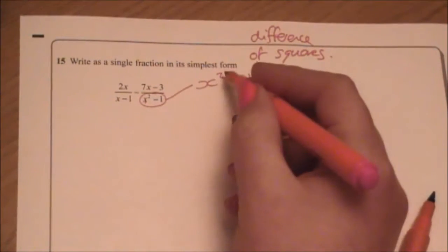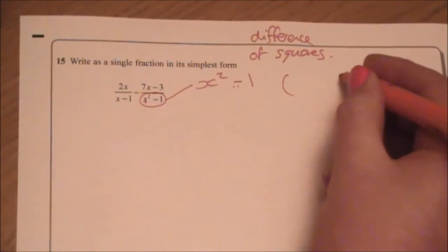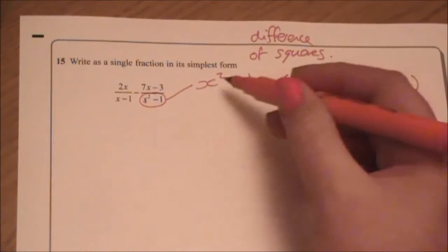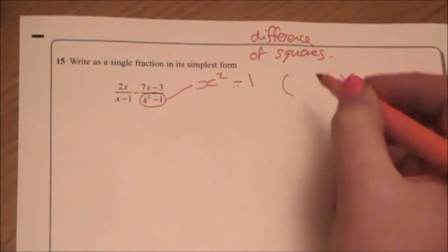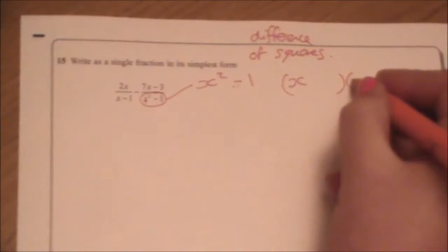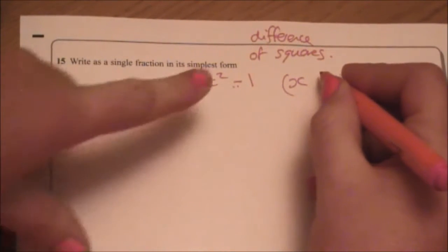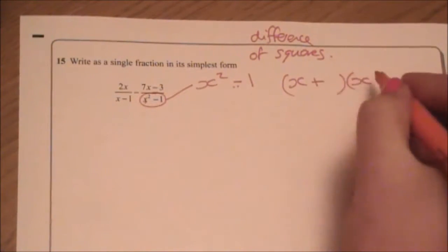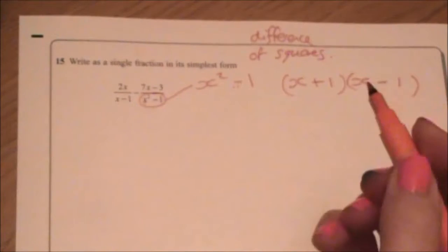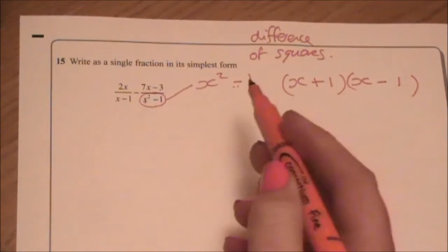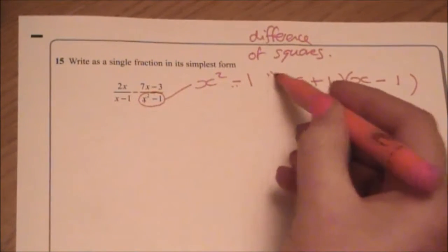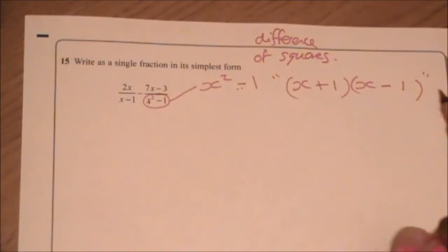Whenever you have a square number take away a square number, you can always put that into double brackets, where the first term is the root of your first term and the second is the root of your second. So in this case it's going to be x and x. Because there's a negative product of 1 there, one of my brackets is positive, one of them is negative, and then here goes the root of the square number involved. In this case the root of 1 is 1. So I need to make my denominators both look like that.